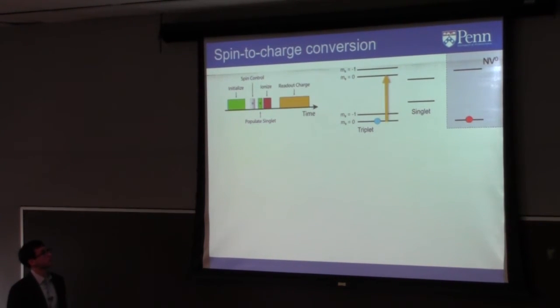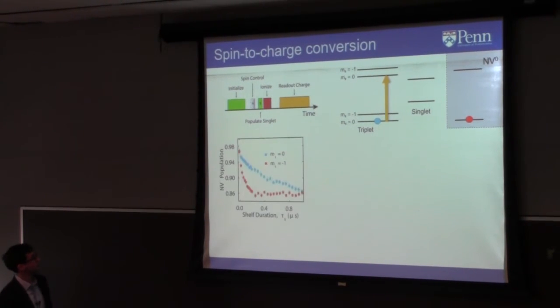And then we can probe the charge state. So we should see a spin contrast in our resulting charge measurements. And when we do the experiment, that's exactly what we see. The ms equals -1 has a smaller NV- population. So it seems like our hunch was correct. But we can do a diagnostic check just to confirm that this was correct.